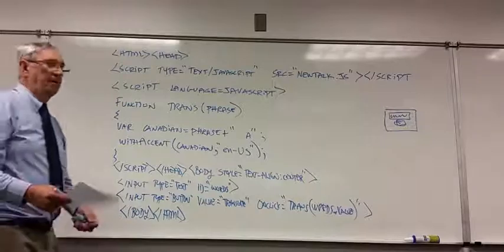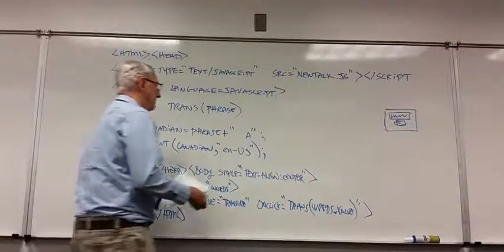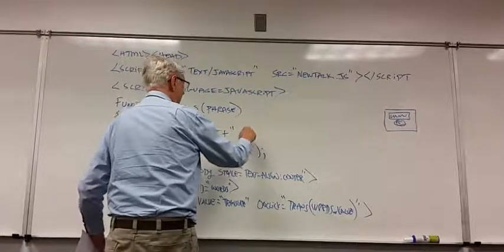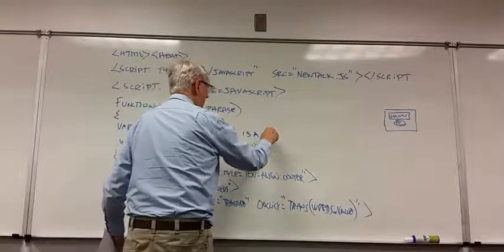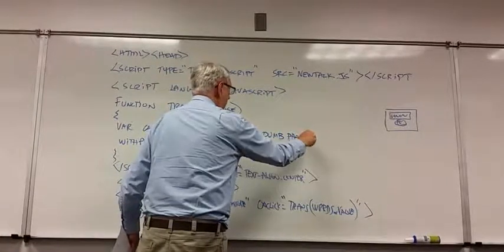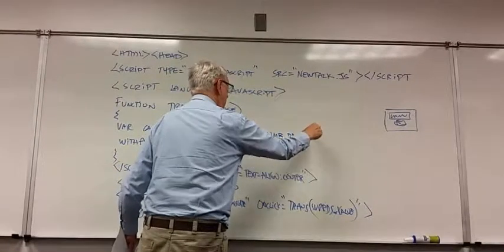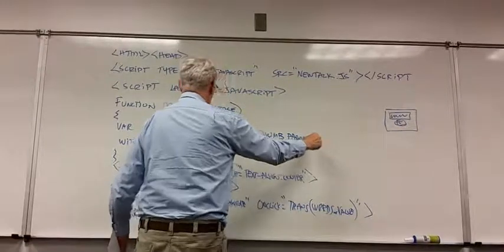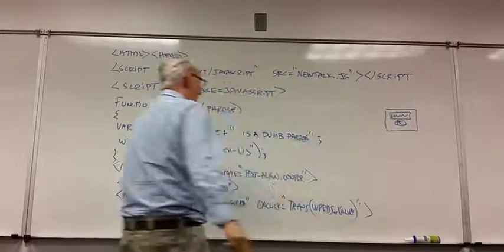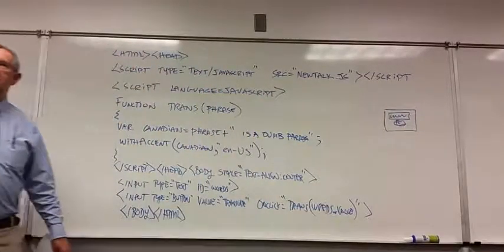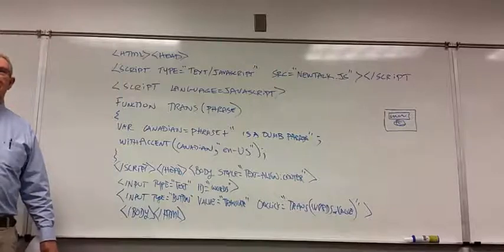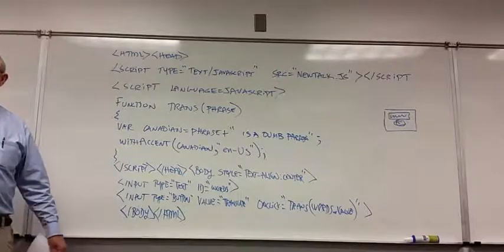You could have said, for example, just as a joke, you could say something like this. You could say, space, and what it would do then is, whatever phrase they say, if they said, I like bananas, it would say, I like bananas is a dumb phrase. It would just add it on to it.